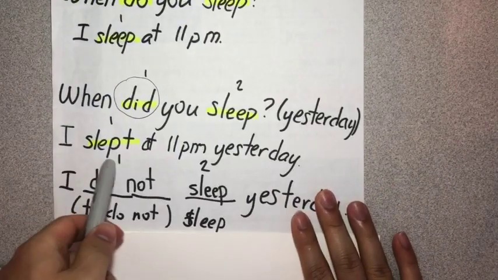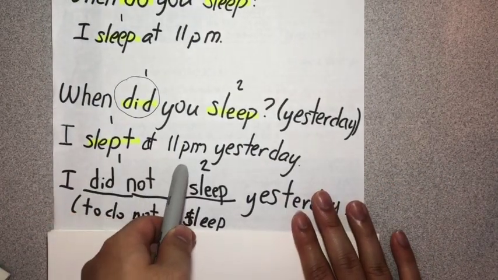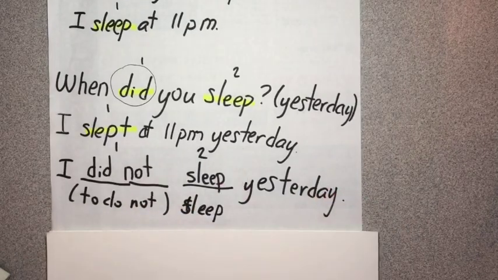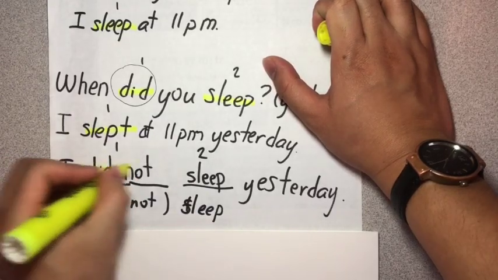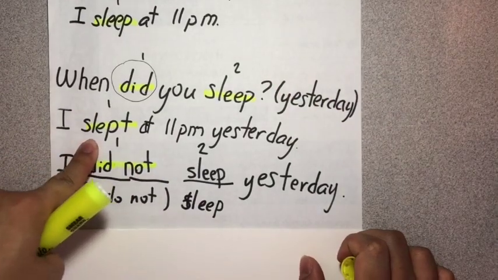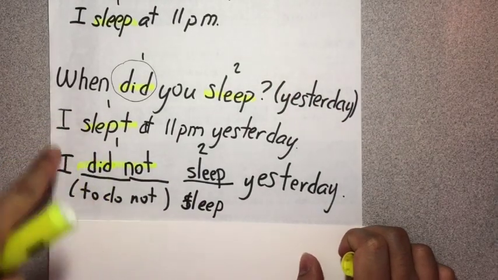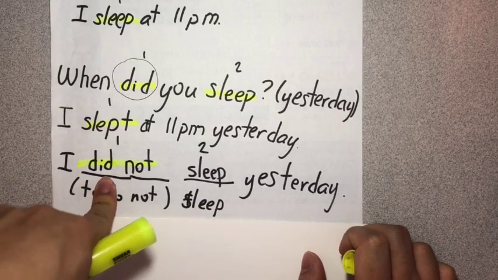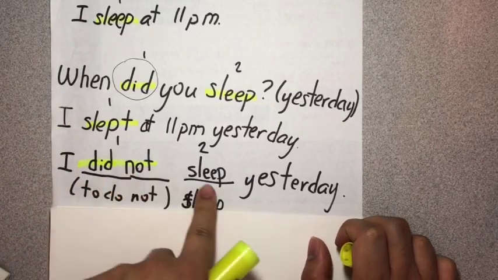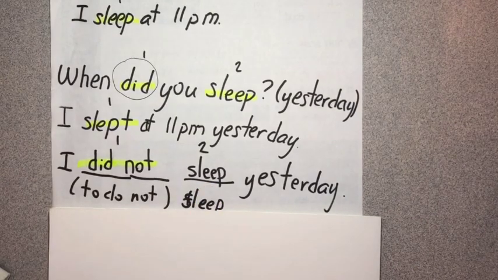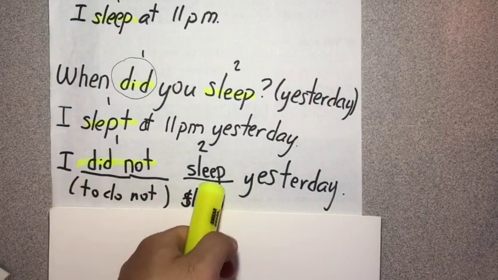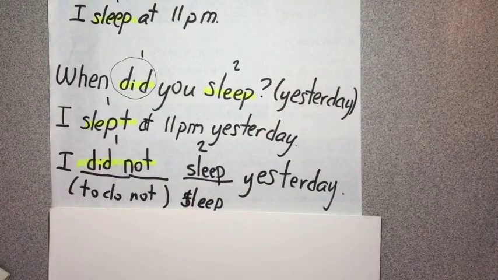Or I slept at 11 p.m. yesterday. Slept is the first verb and it is in past tense. Did is the first verb and it is in past tense. Sleep is the second verb, so it stays in present tense. I did not sleep yesterday.